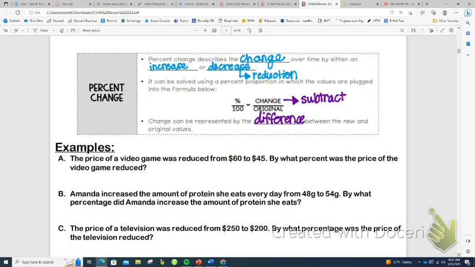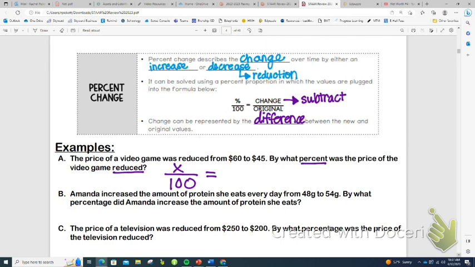So let's look at some examples of what this might look like. Example A says the price of a video game was reduced from $60 to $45. By what percent was the price of the video game reduced? So I want you to underline percent and reduced. Those two words indicate that this is a percent change question. Our price is changing and we're figuring out what percent it changed by. So the percent is my missing value, X, which always goes over 100. Percents are always over 100.